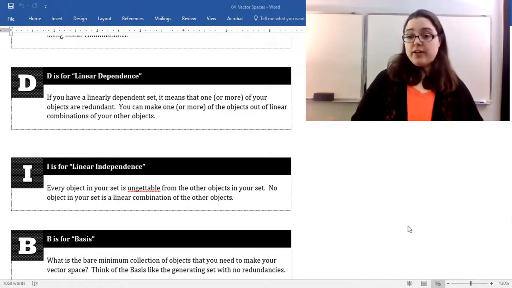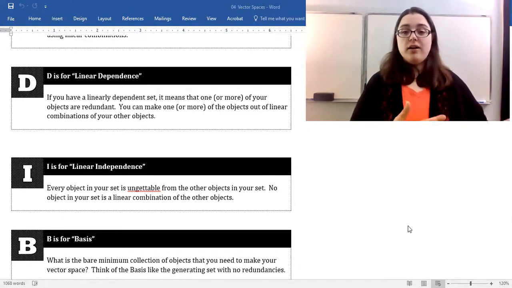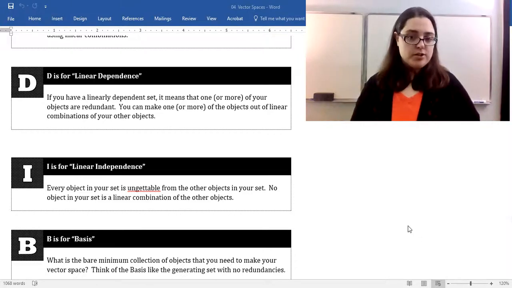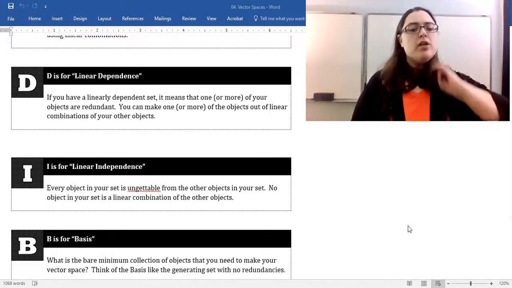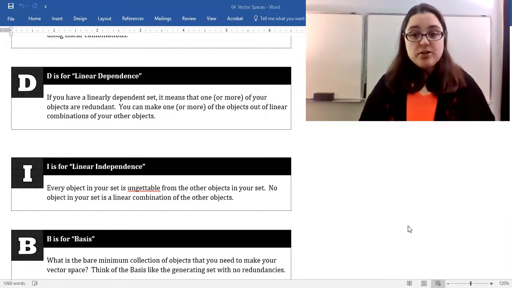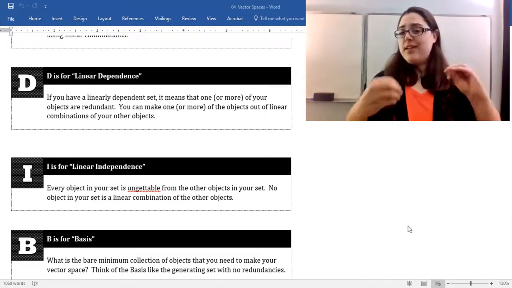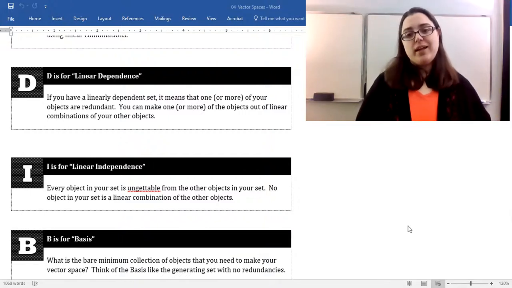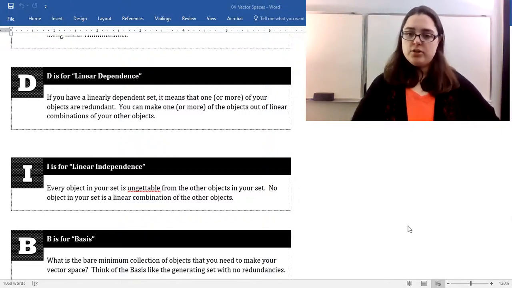You have your collection of vectors, but one of the vectors can be created out of some of the other vectors in your set. Linear independence is if you can't do that. Every vector in your set is unique and necessary in some way, because you cannot make it out of the other objects in your set.